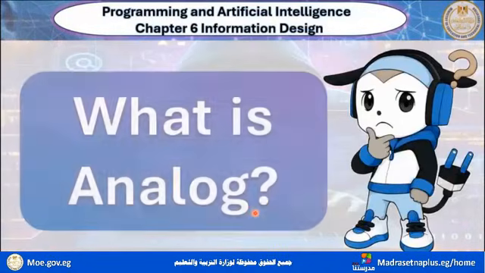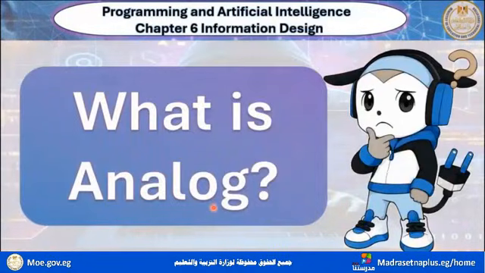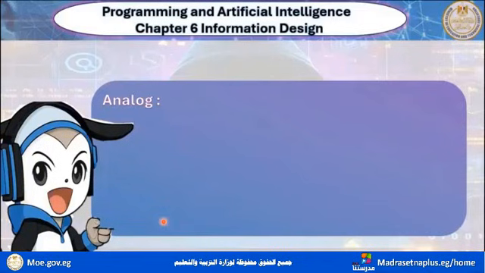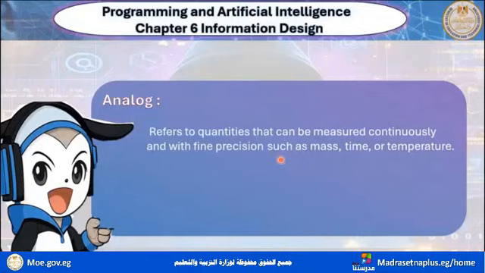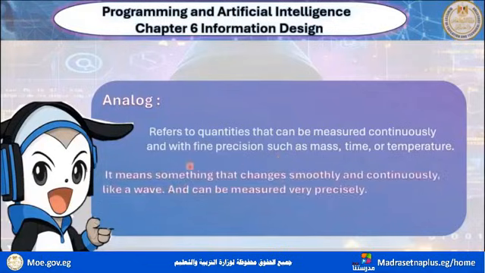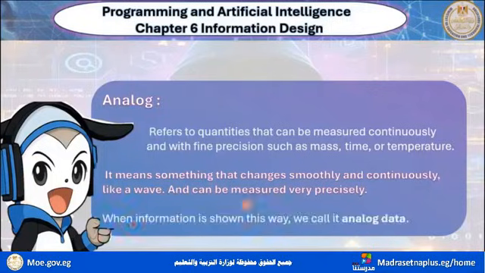Well, what's analog? Analog refers to quantities that can be measured continuously and with fine precision, such as mass, time, or temperature. Simply, it means something that changes smoothly and continuously, like a wave, and can be measured very precisely. When information is shown this way, we call it analog data.